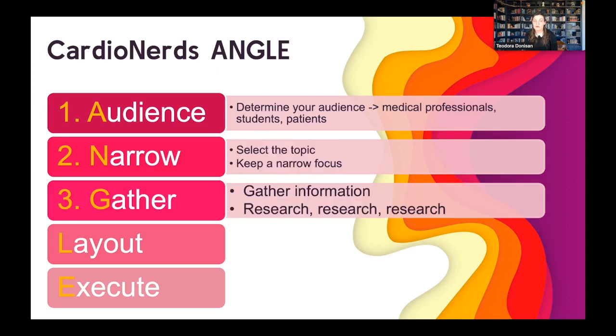As mentioned earlier, research, research, research. Gather as much information as possible. Use guidelines, PubMed searches, or experts as your resources.